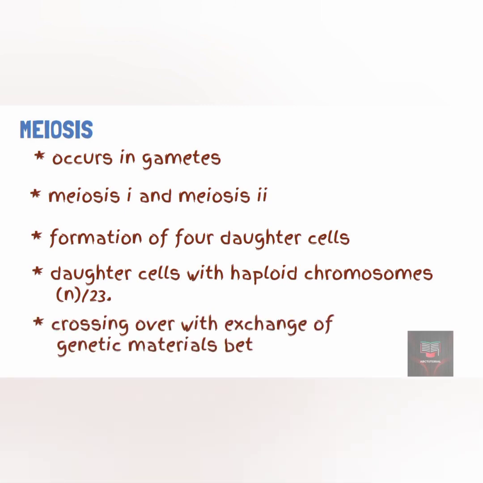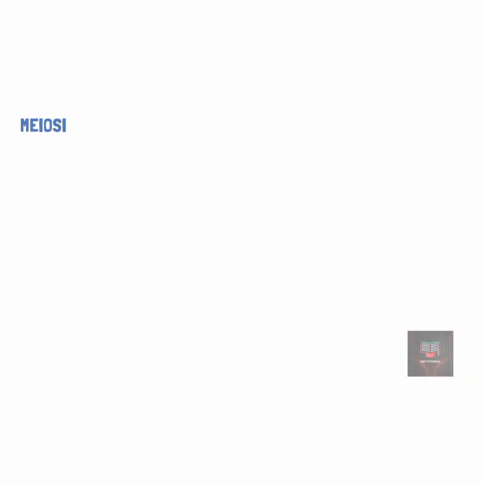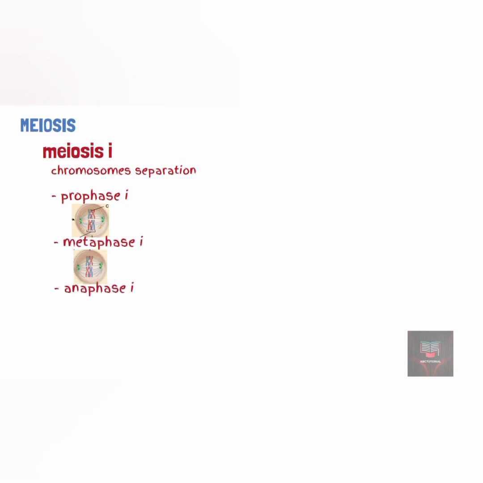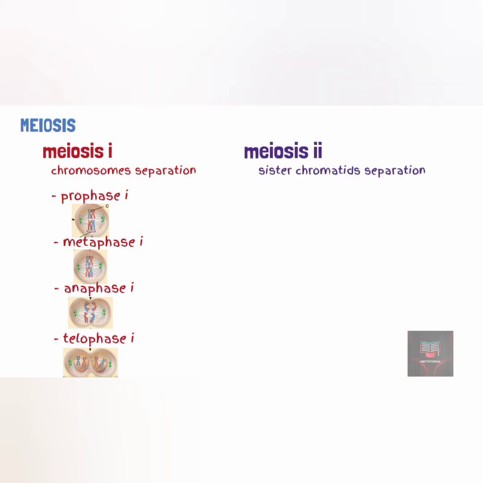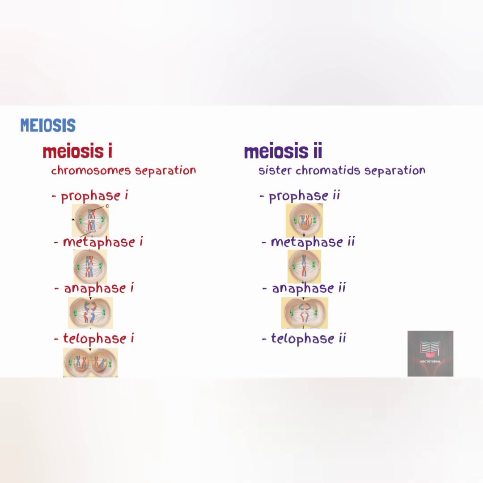Crossing over and exchange of genetic materials usually occurs in meiosis, especially in the prophase stage of meiosis 1. In meiosis 1, the chromosomes separate, and this can be broken down into the following phases: prophase 1, metaphase 1, anaphase 1, and telophase 1. Crossing over occurs in prophase 1. Meiosis 2, which is essentially similar to mitosis, involves the separation of sister chromatids, and it can be broken down into prophase 2, metaphase 2, anaphase 2, and telophase 2.